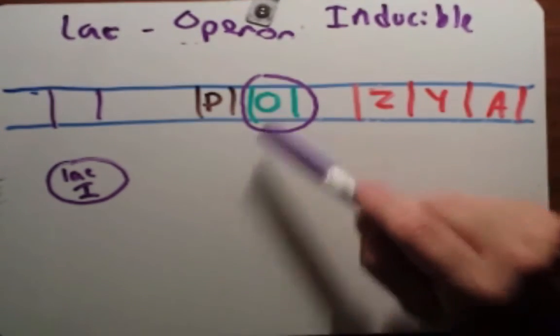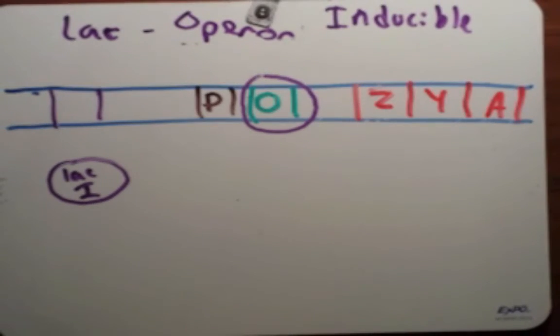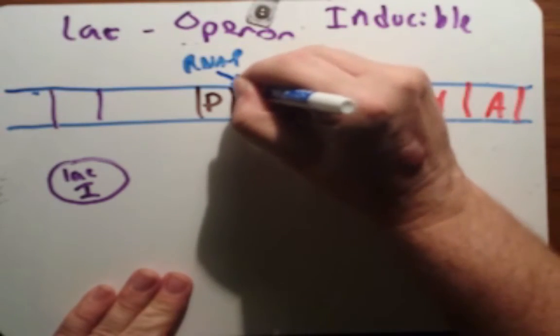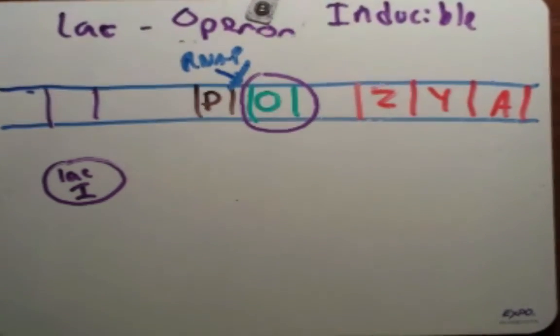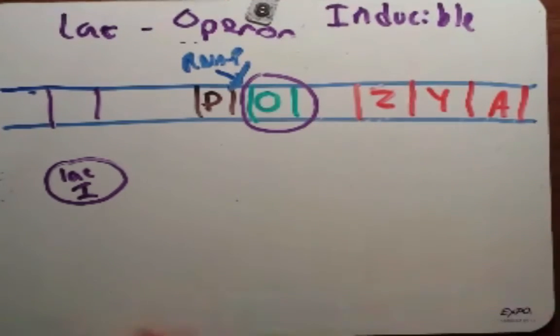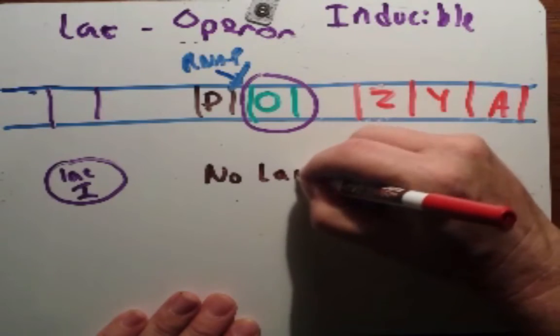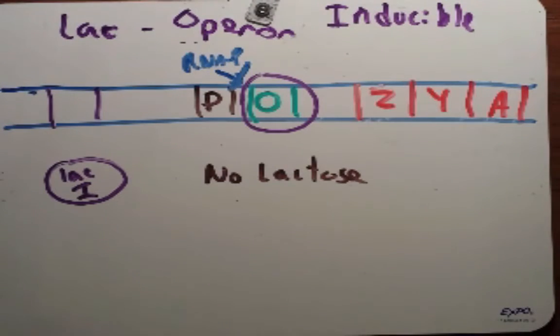So the LAC repressor binds to this operator. And when this LAC repressor is bound to the operator, remember that means our RNA polymerase can't move past this operator. The RNA polymerase can't move past this repressor that's bound to the operator. The repressor serves as a roadblock, keeping the RNA polymerase from transcribing these genes. So it's usually off, and this is when there's no lactose in the cell. So with no lactose, the repressor is bound to the operator, with no transcription of the genes Z, Y, A.